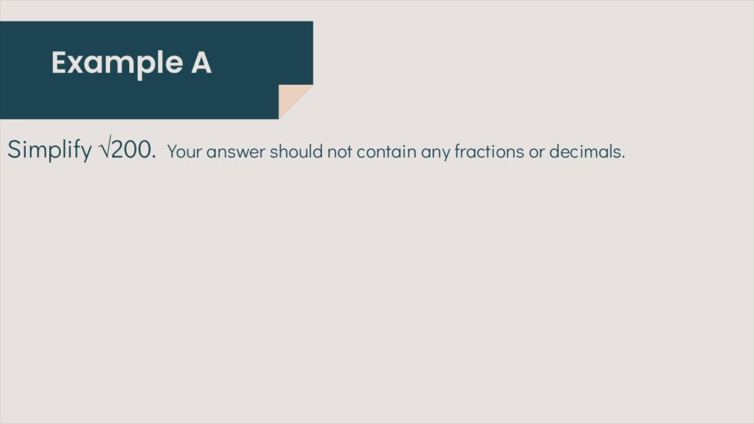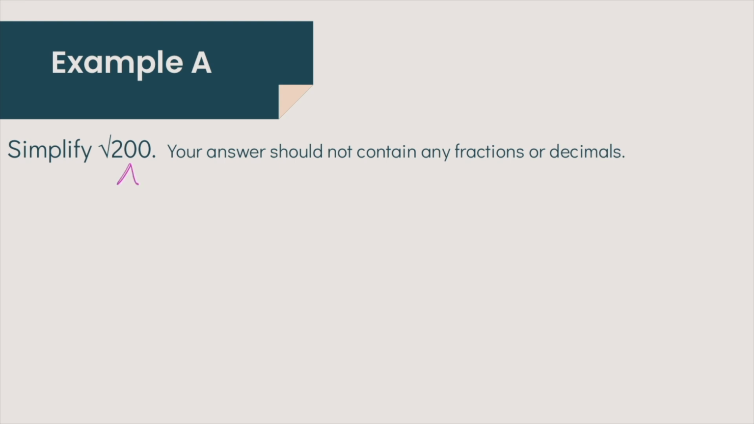So here in example A, it says simplify the square root of 200, and your answer should not contain any fractions or decimals. So we've got the square root of 200. We can't just type it into our calculator because that will give us a decimal, which we're not looking to do. So what we're going to do is factor the 200. So we've got 200 and we're going to break it down.